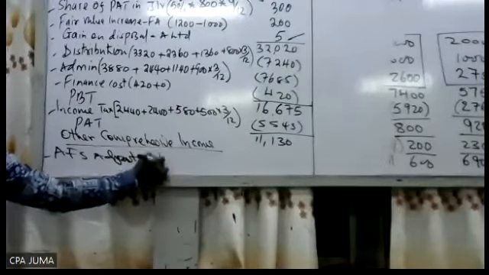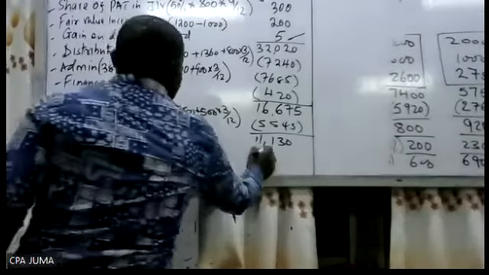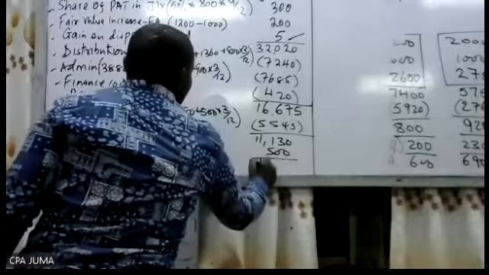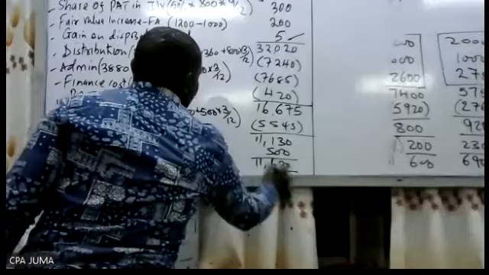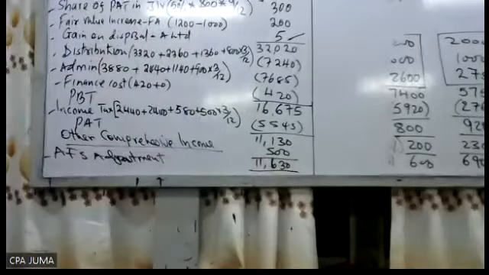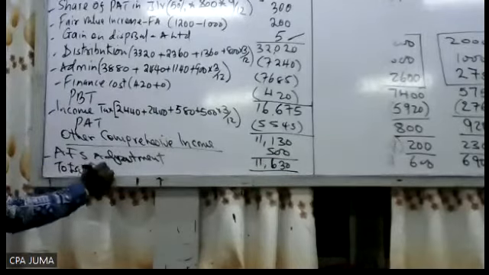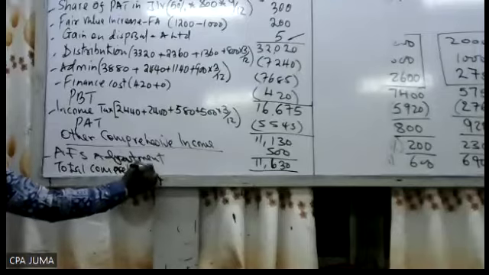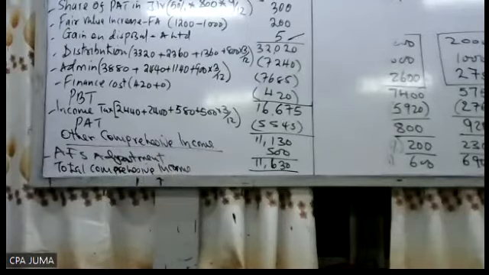Adjustment. In evaluation, available for sale adjustment is how much? 500. That is revaluation actually. So total comprehensive is 11,630. Single line to close. So call it total comprehensive income. Like that.